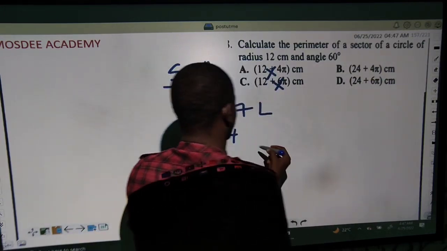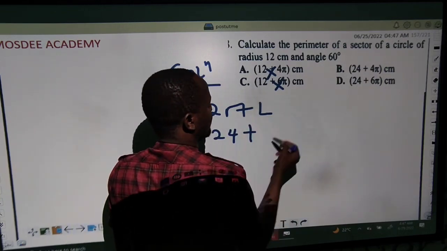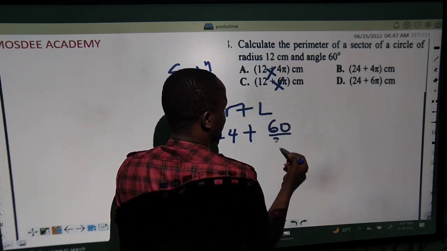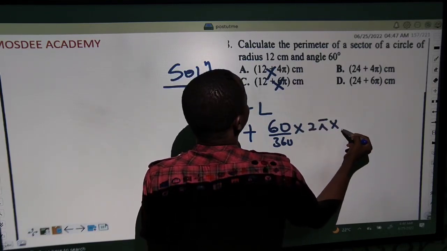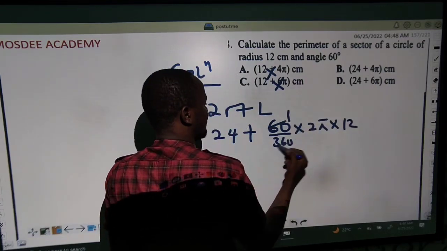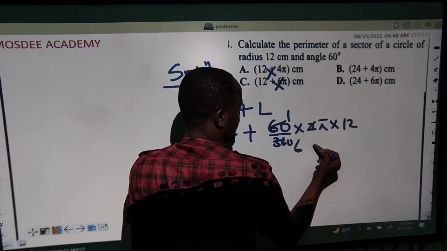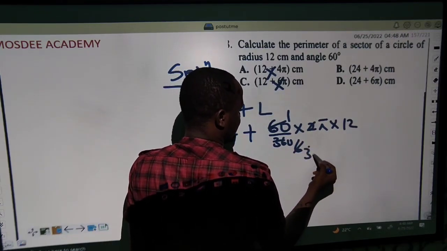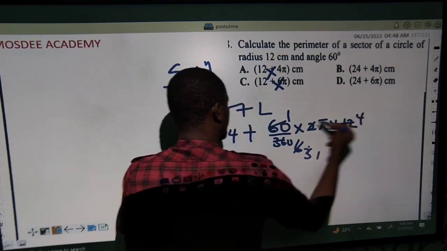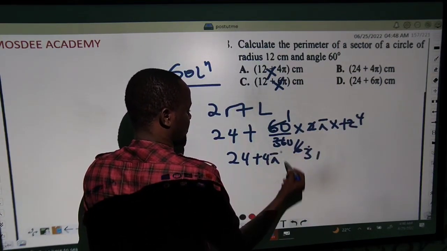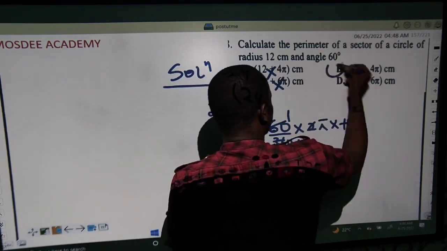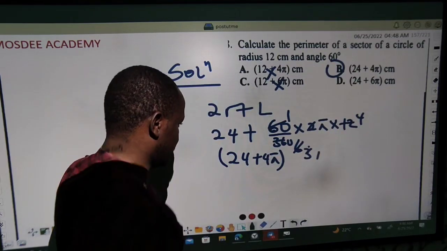So between these, length of arc is theta over 360. That's 60 over 360. Answer is in terms of pi: 2 pi times radius, which is 12. 2 over 6, that is 1 over 3, 1 over 3 times 12 is 4. You have 4 pi. 24 plus 4 pi is the answer, and that is a speed solution.